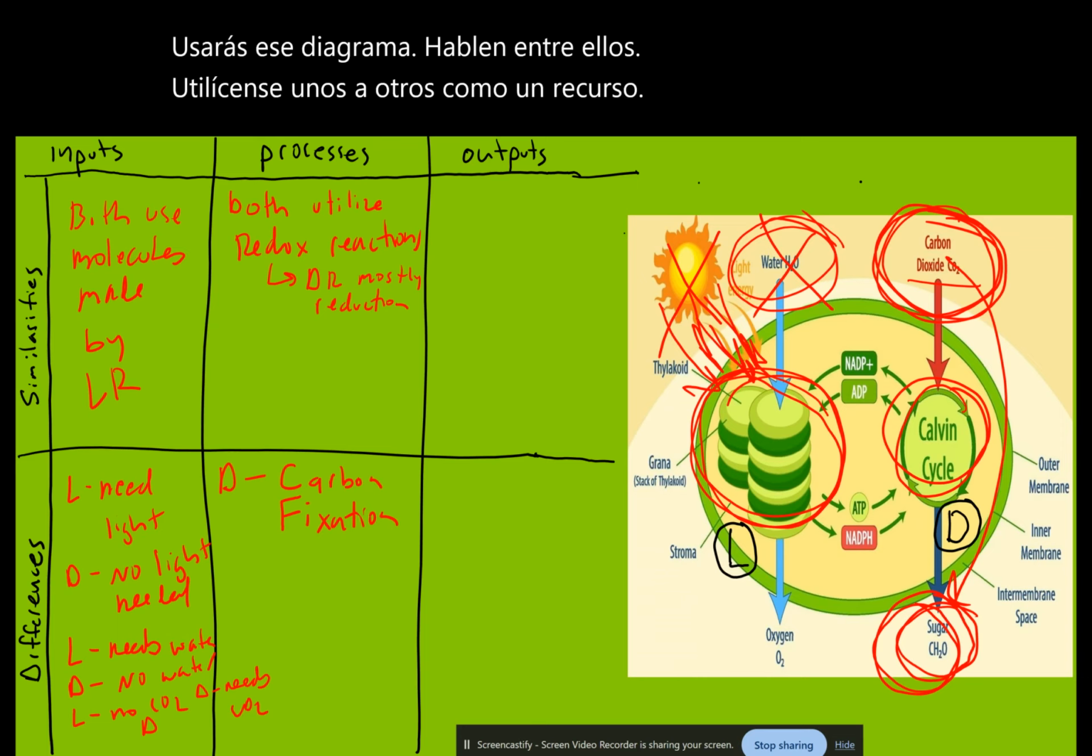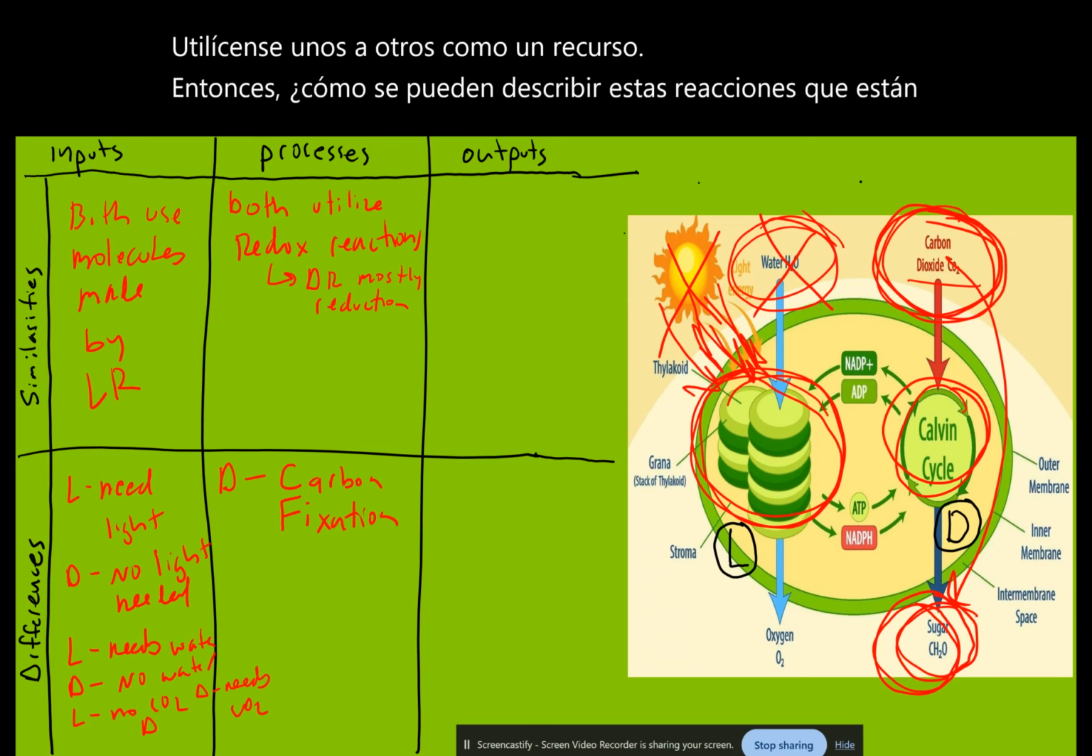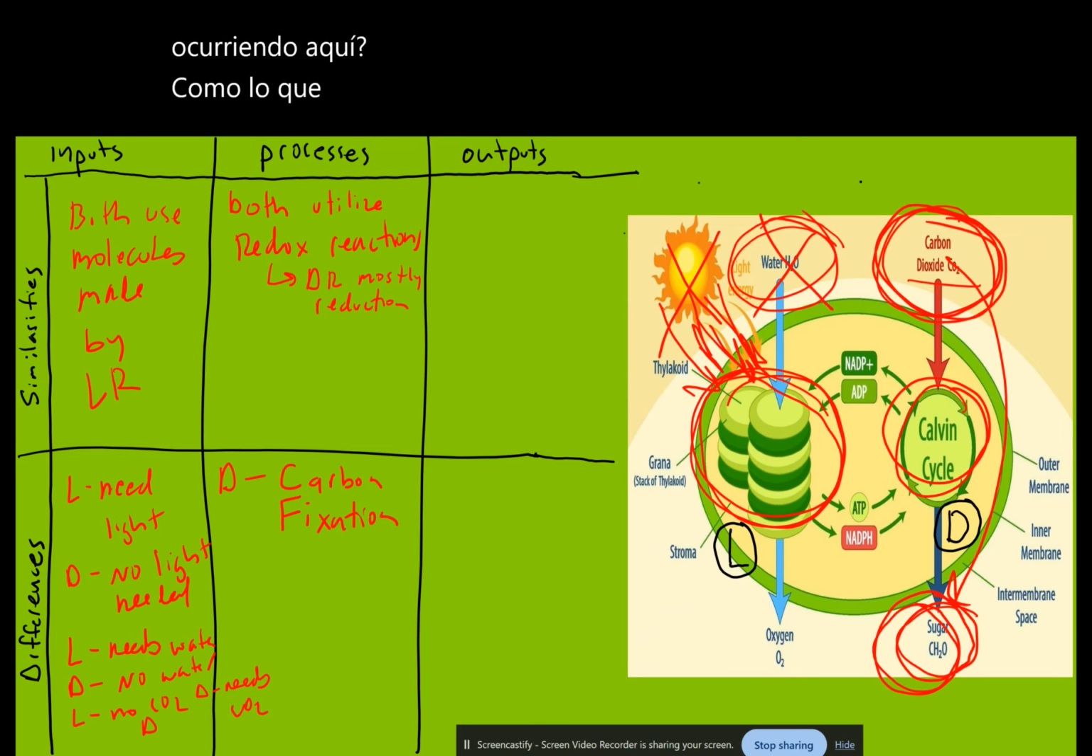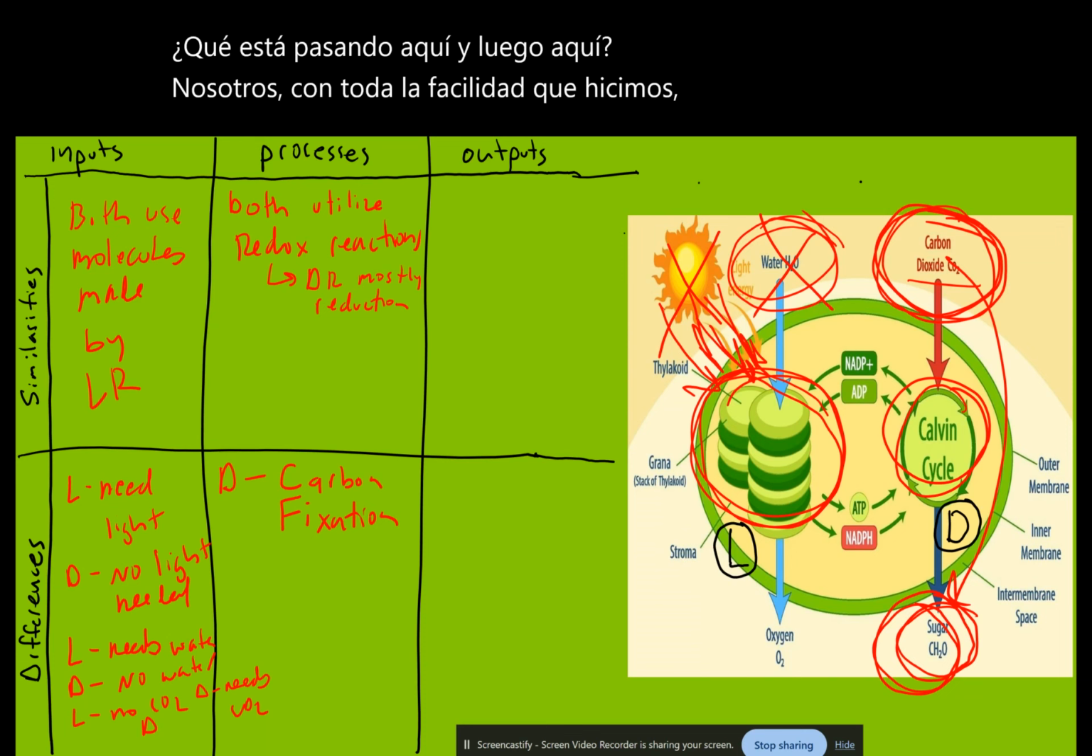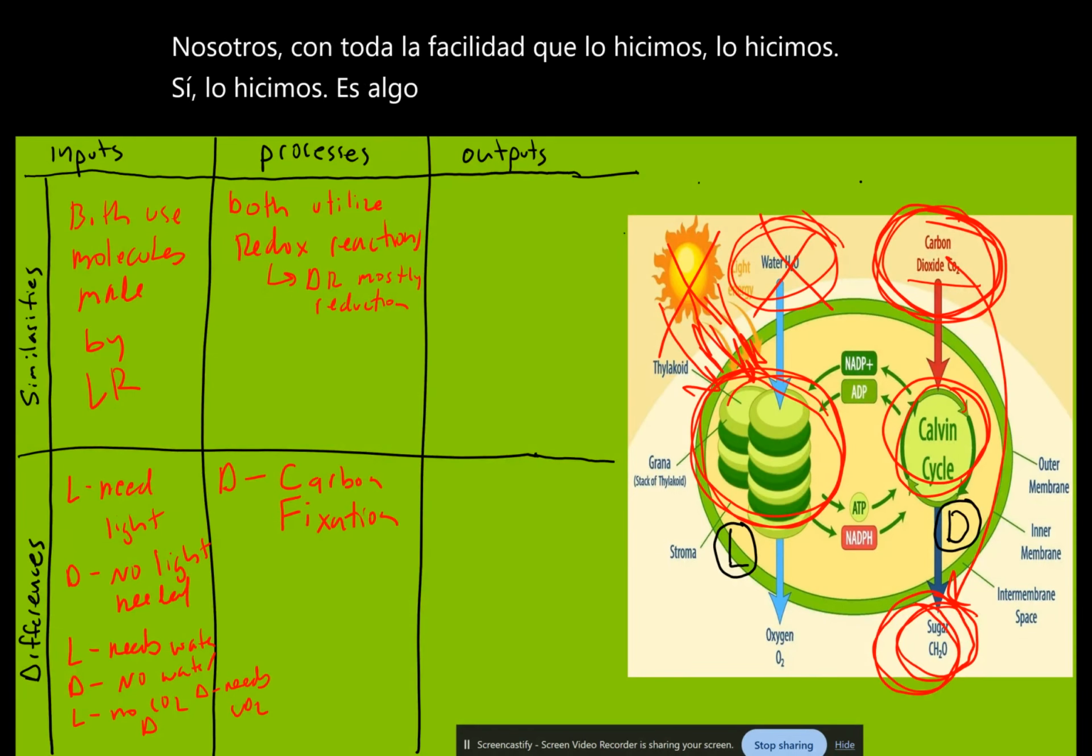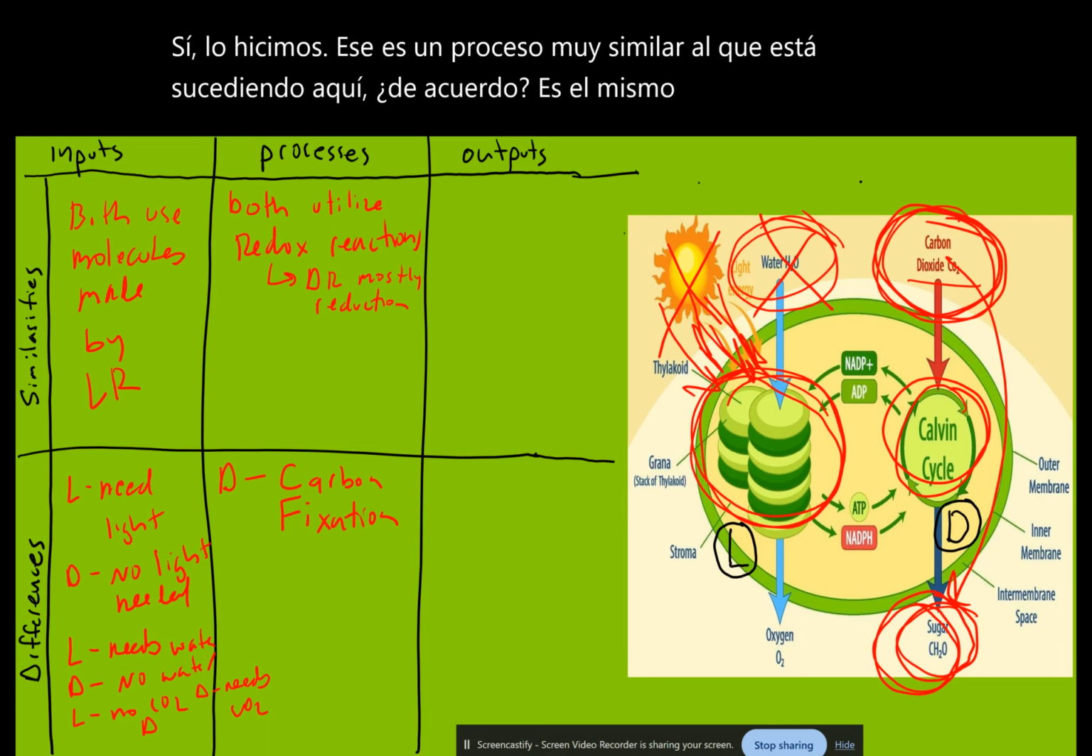So, what? How can you describe these reactions that are happening in here? What's going on here and then here? Yeah, with all the E's. We did this. Yeah, we did that. That's a very similar process that's happening here. Okay, it's the same kind of process. What's happening to water?